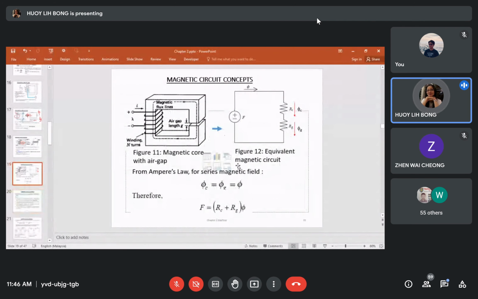Of course, for series, you just add the reluctances together. If you have parallel, as usual, we use R1 times R2 divided by R1 plus R2. It's normally what we use for parallel circuits.